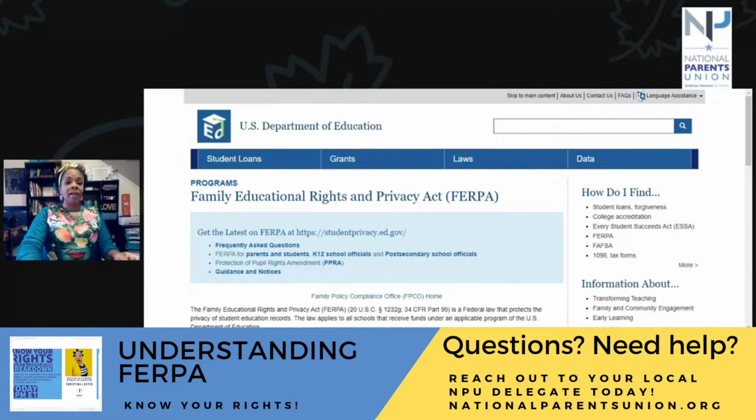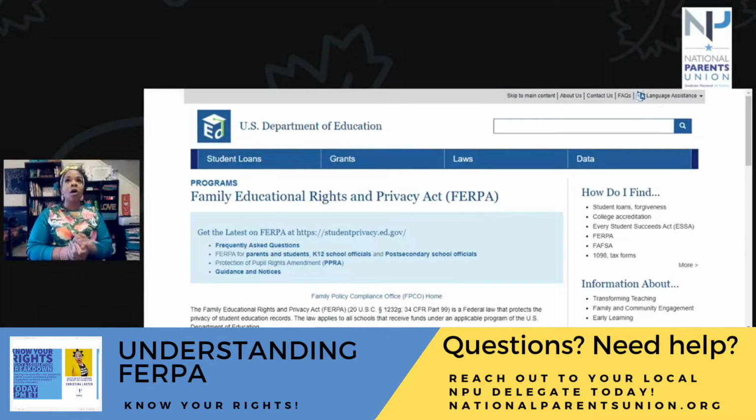FERPA was not enacted to preclude the disclosure of educational records, simply because the records identify a student by their name. It was designed to protect the student's educational information and status as a student. So what is the scope of FERPA? What does FERPA cover?